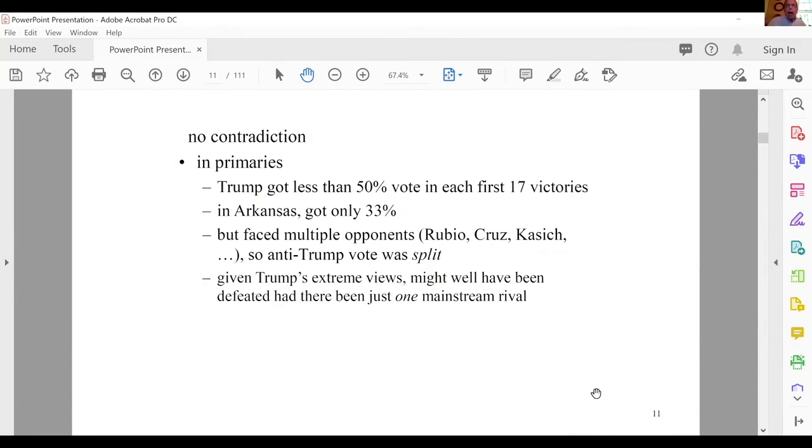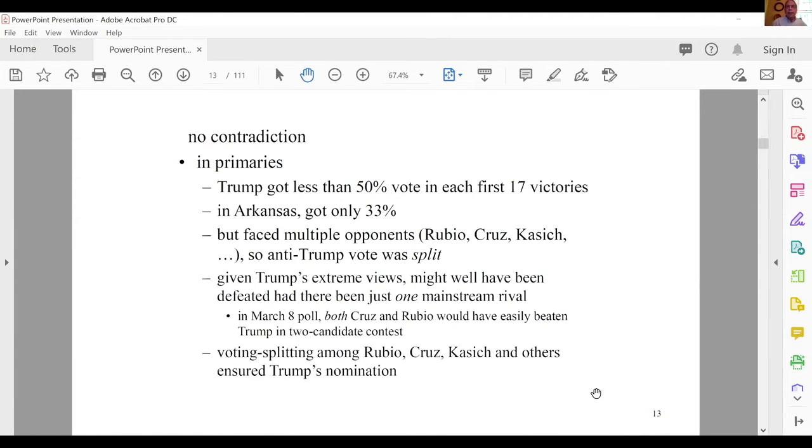Now, given how extreme Trump was, he might well have lost had there been just a single mainstream Republican facing him. And in fact, there's some pretty good evidence suggesting that he would have lost to either Ted Cruz or Marco Rubio. The polls in early March suggested that both those candidates were more popular than Trump in a head-to-head contest. But the fact that they both ran and a lot of other Republicans ran meant that Trump was ensured a nomination.